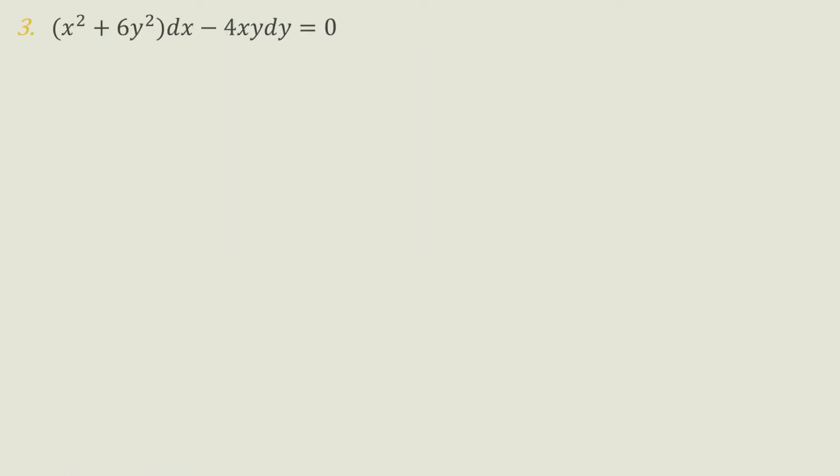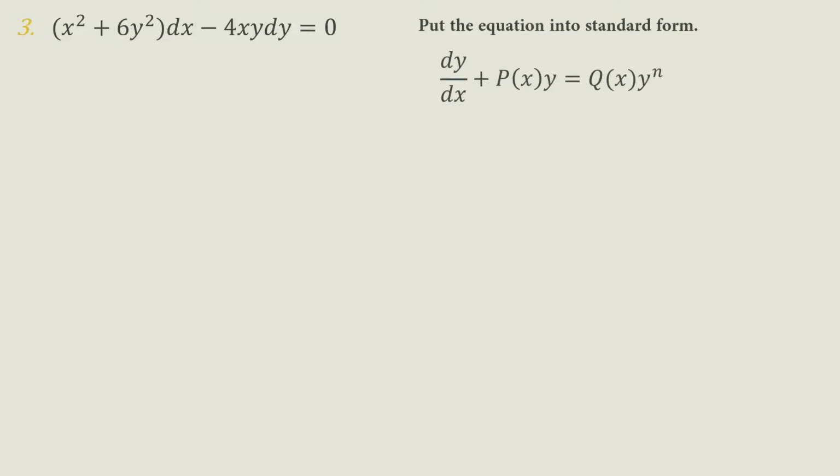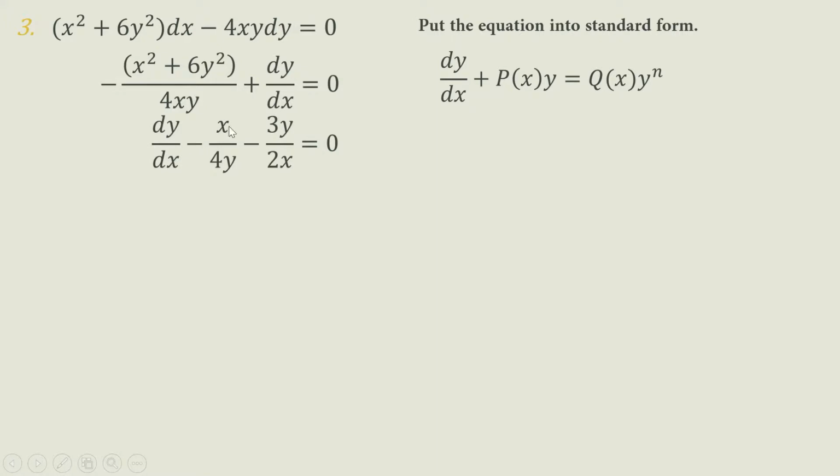Next example, the quantity of x squared plus 6y squared times dx minus 4xy dy is equal to 0. First step again is to put the equation into standard form. So we have to divide all terms by 4xy dx. And then separating these two terms on our numerator, that will be x over 4y minus 3y over 2x is equal to 0.